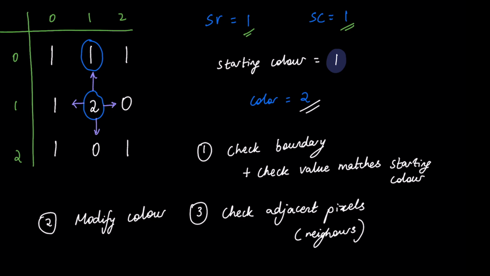So we check, is it within the boundary? And does the value match the starting color? It satisfies both of these conditions in this case. So we can move to step 2, which is to modify the color. So we'll make this value 2. And then again, we check the adjacent pixels. We need to check above, to the right, below, and to the left.